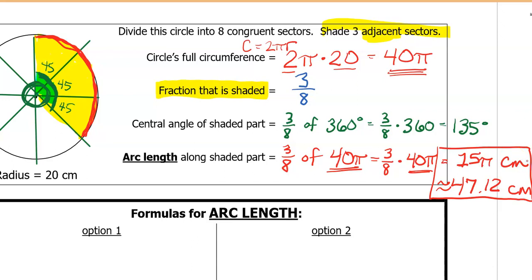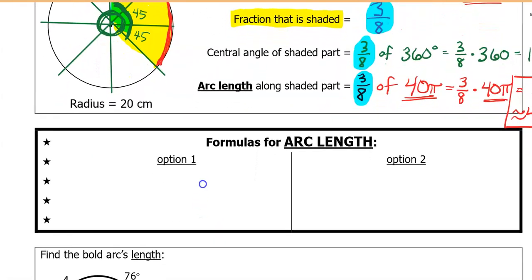Okay. You're not going to have to do that process every single time, but the idea here is we shaded 3/8 of the circle. So we got 3/8 of the angle, and we got 3/8 of the crust as well. So that idea helps us deal with arc length.